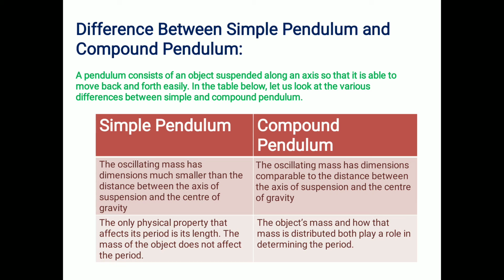It is about factors affecting the period of oscillation. So in simple pendulum, the only physical property that affects its period is length of that simple pendulum, and mass does not affect the period of oscillation. And in compound pendulum, there are two factors, that is the object's mass and how that mass is distributed. These both play very important role while determining the period of oscillation. Okay, so I hope you must get this point.